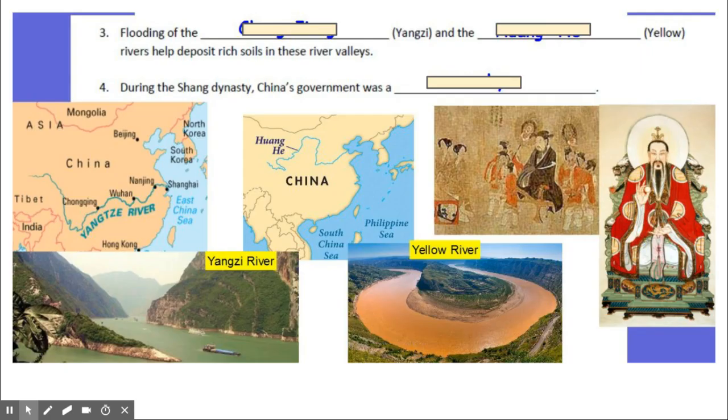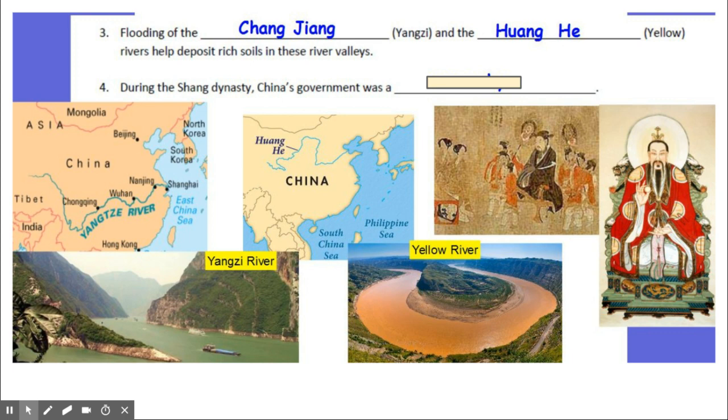So, flooding along the Changjiang River, also known as the Yangtze, and also the Henghe River, which we've mentioned before, known as the Yellow River, helped deposit rich soils in these river valleys, leading to pretty decent agriculture. Below here are a couple pictures of both of these river valleys.